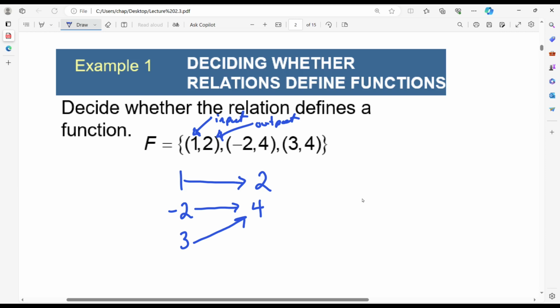Now, is this a function? To be a function, for each input, there is exactly one output. And that's what we have. 1 has exactly one output, 2. -2 has exactly one output, 4. And 3 has exactly one output, 4. Since this relation has exactly one output for each input, this is a function.